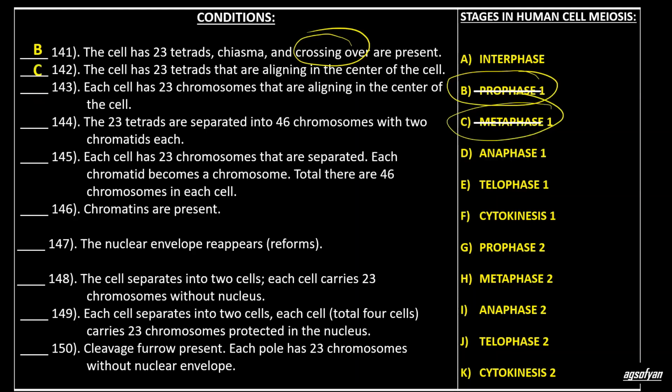Okay, the cell has 23 chromosomes. No, this is chromosome, not tetrads, okay? That are aligning in the center of the cell. So if it is 23 chromosomes, that stage will be metaphase 2. Okay? The 23 tetrads are separated into 46 chromosomes with 2 chromatids each. So this separation is happening during anaphase. And because this is from tetrad, then it's going to be anaphase 1.